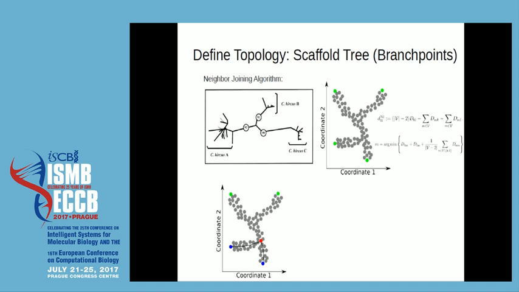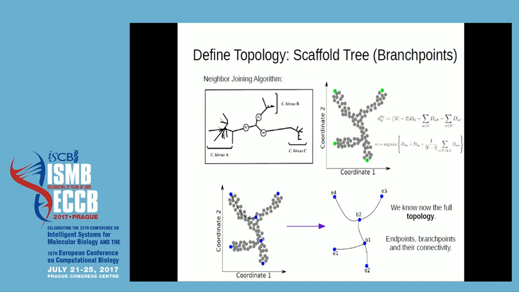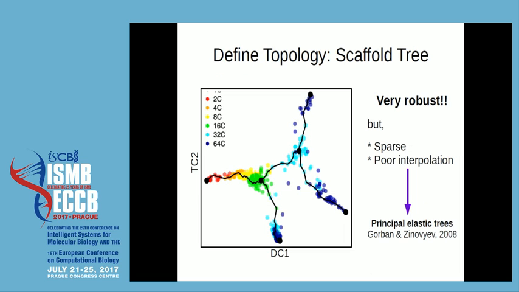Then we minimize this function here, which is just trying to see which is the cell that better explains the bifurcation between these 2 endpoints. And we can do this iteratively until we can reconstruct the full topology. So now we know which are the endpoints, which are the branch points, and also, super important, how they are connected. So if we apply this on our data, we have this here.